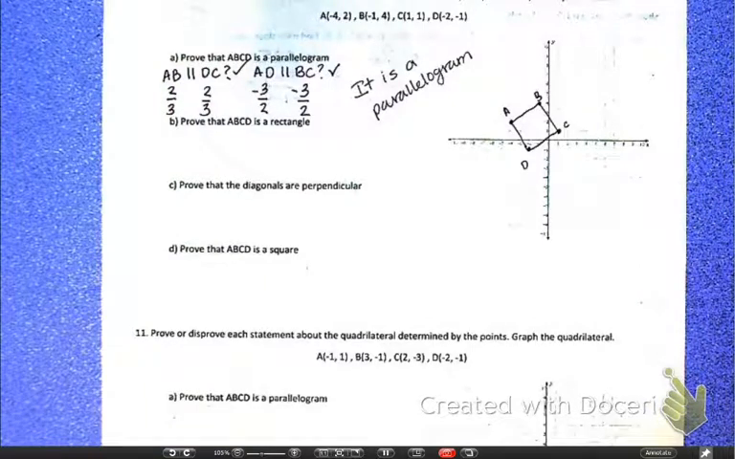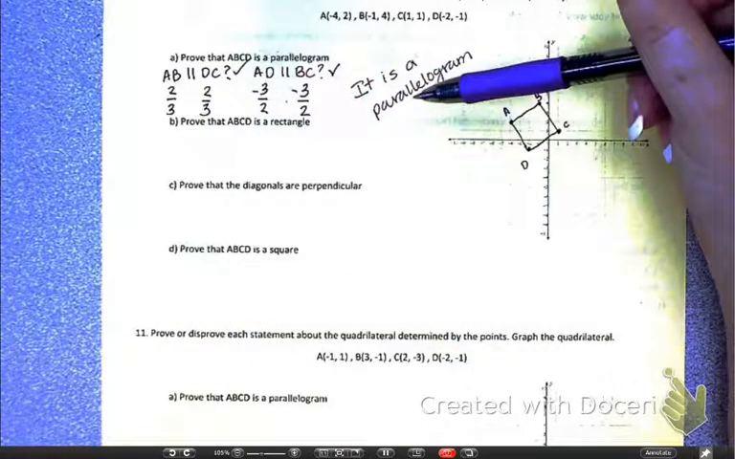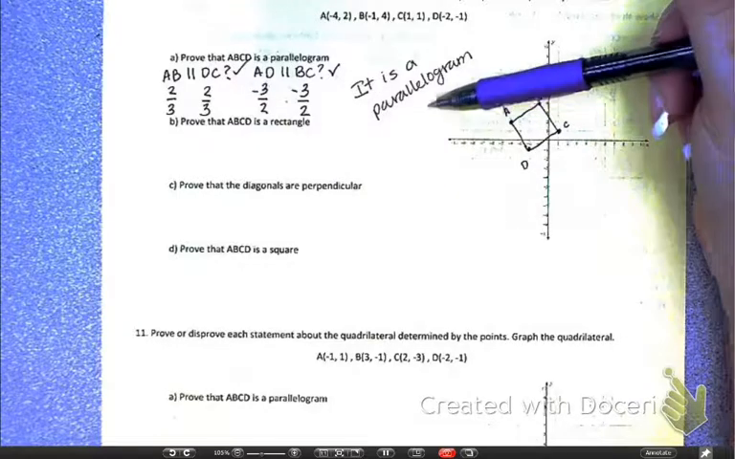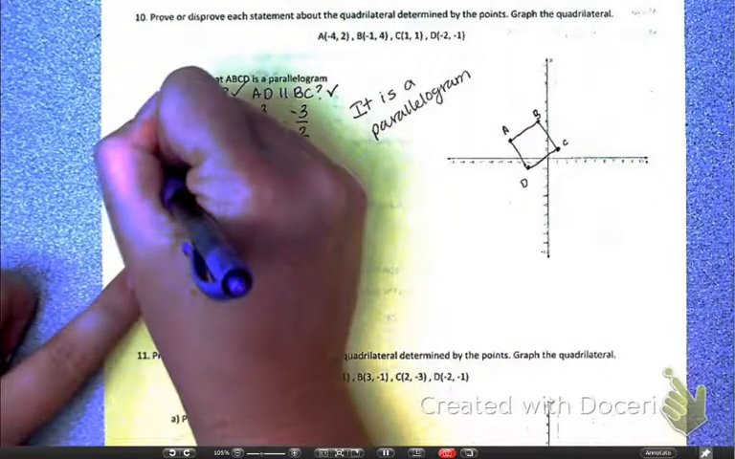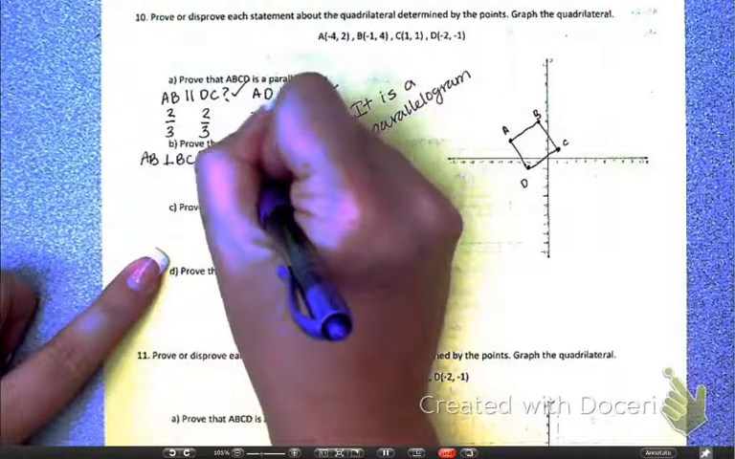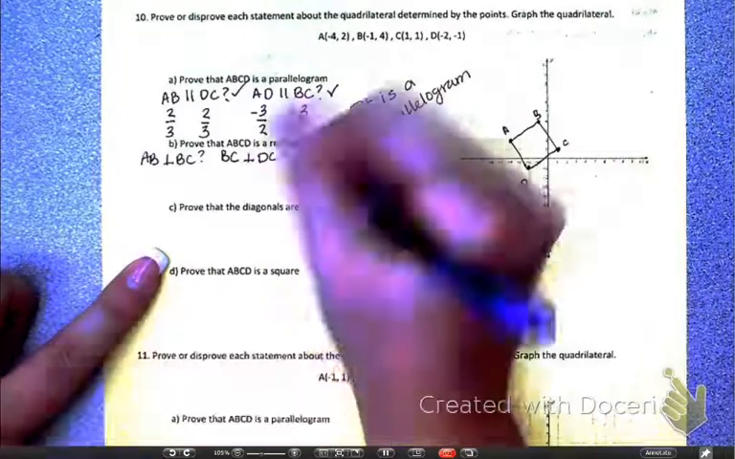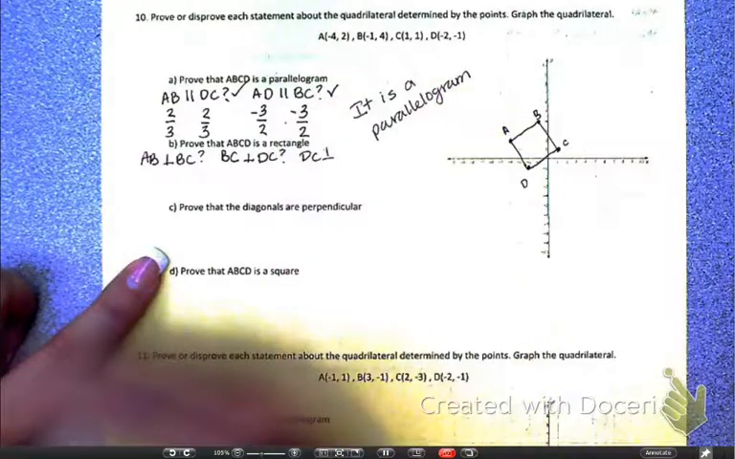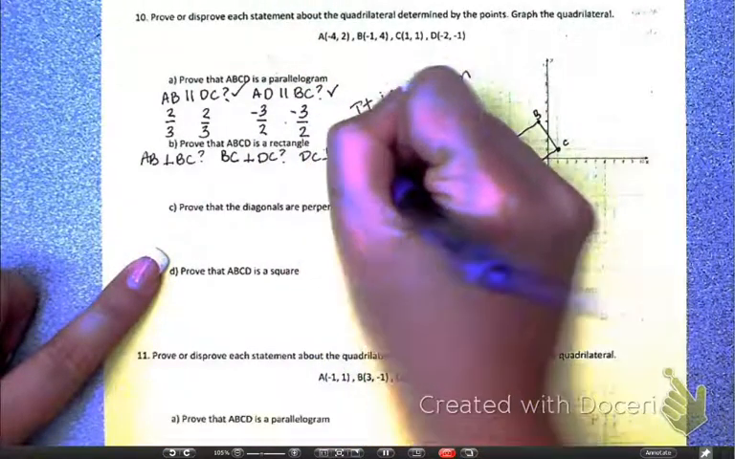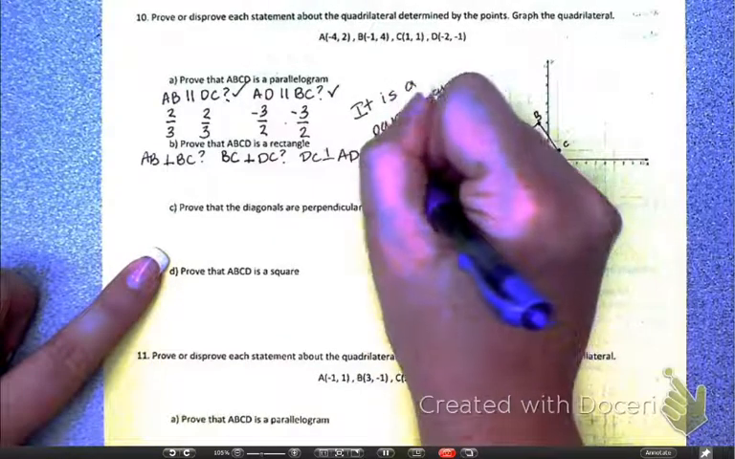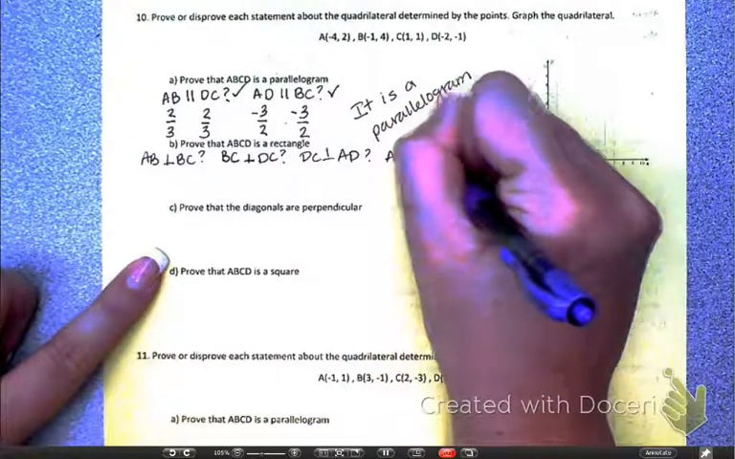What do I need to do to prove something as a rectangle? Don't just tell me what I need. What's the first thing I need? Opposite sides are parallel. You just proved that, right? What else do you need? All sides are perpendicular. So you need to know AB is perpendicular to BC. You need to know BC is perpendicular to DC. DC is perpendicular to AD. And AD is perpendicular to AB.